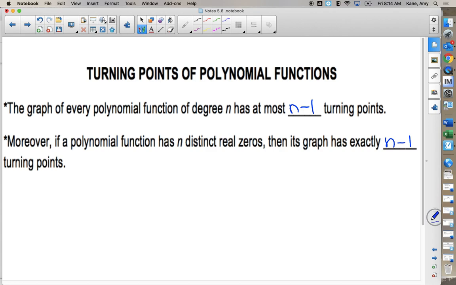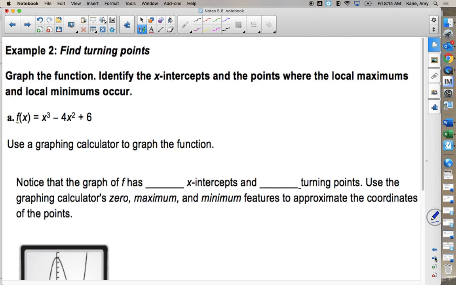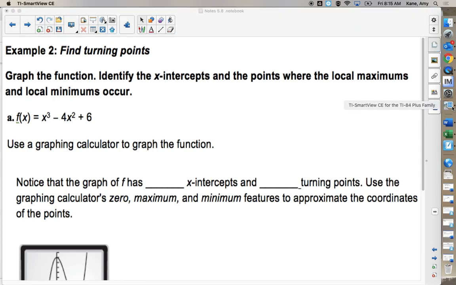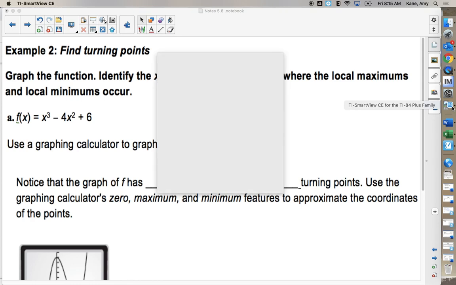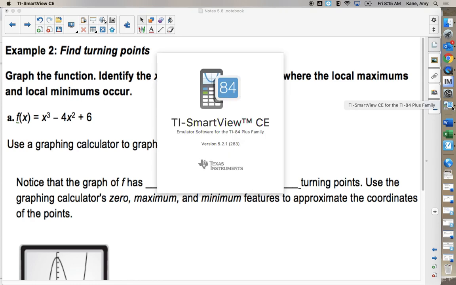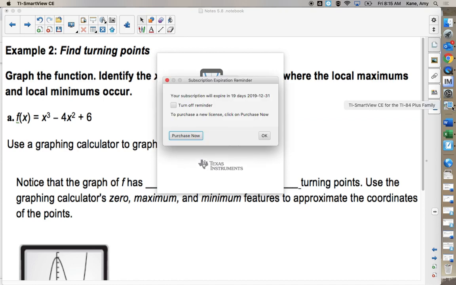I want us to just plug one of these into the calculator so you can see what we're looking for. So if you take out your calculator and go to y equals, and you're going to plug in x cubed minus 4x squared plus 6. There's a function in the calculator that enables us to calculate the max and the min, and I just want to show you how we can do that.